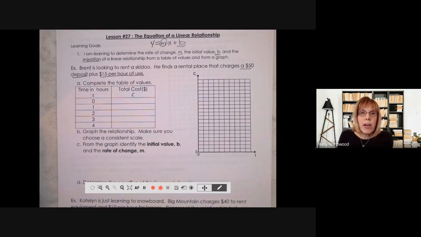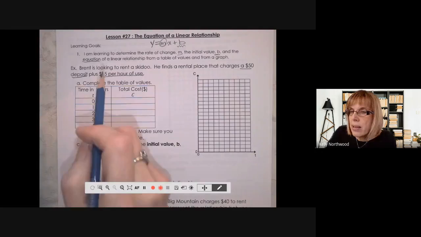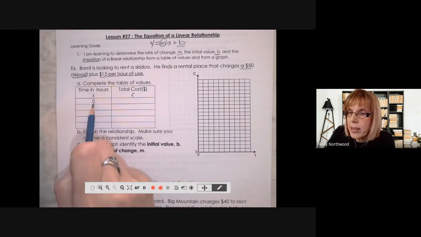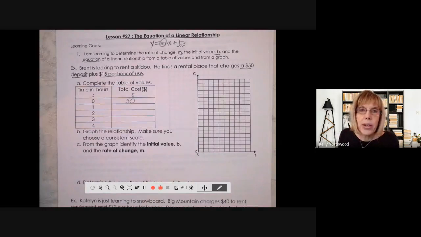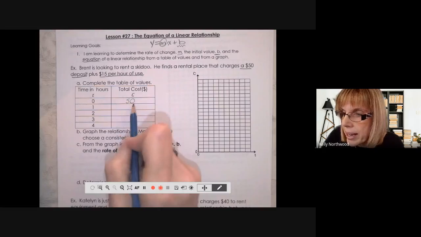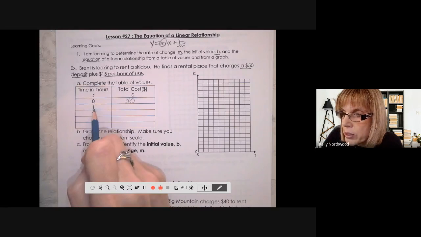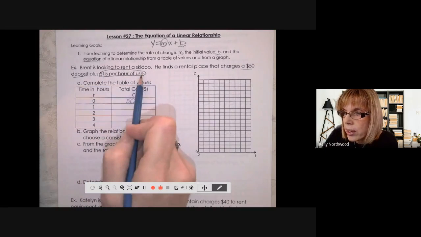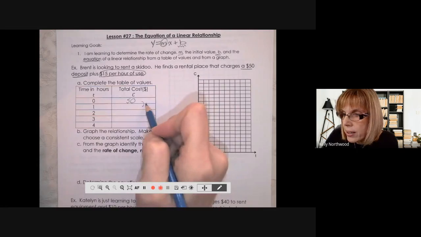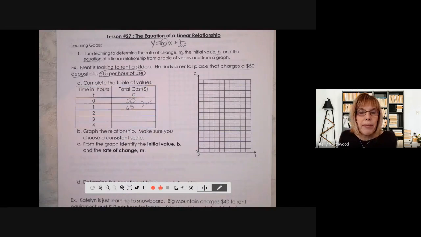So just using common sense here, we should be able to complete this table of values. So if he doesn't Skidoo for any time at all, he still has to pay $50 because there's a $50 deposit. So at time 0, he has to pay $50. And then if he uses the Skidoo for 1 hour on top of that, he has to pay $15 more. So we'd have to add 15 here. And that would give us $65 if he uses it for 1 hour.